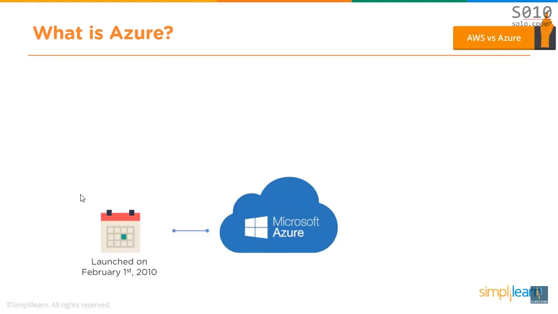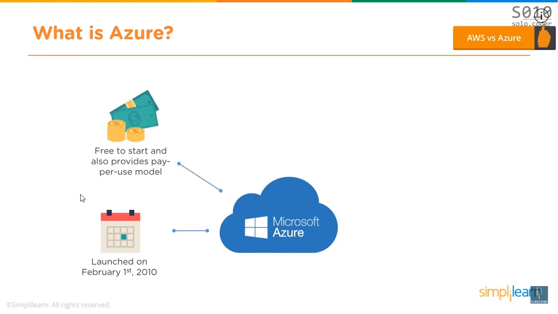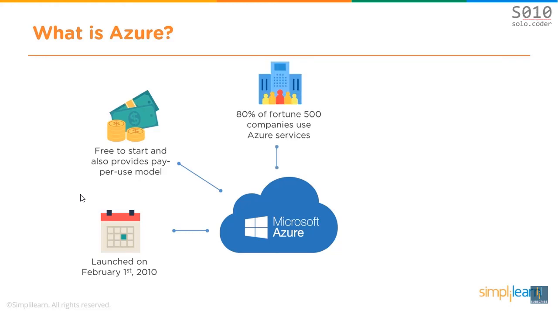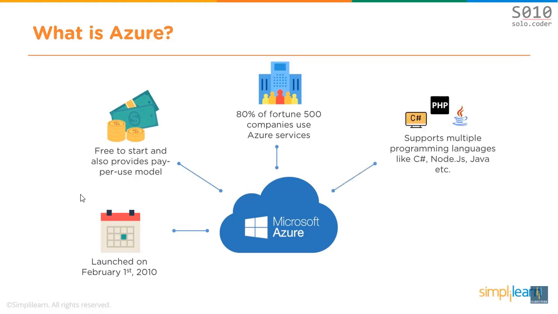Now, here are some things that you need to know about Azure. It was launched on February 1st, 2010, which is significantly later than when AWS was launched. It's free to start and has a pay-per-use model, which means, like I said before, you need to pay for the services you use through Azure. One of the most important selling points is that 80% of Fortune 500 companies use Azure services, which means that most of the bigger companies of the world actually recommend using Azure. And Azure supports a wide variety of programming languages: C#, Node.js, Java, and so much more.